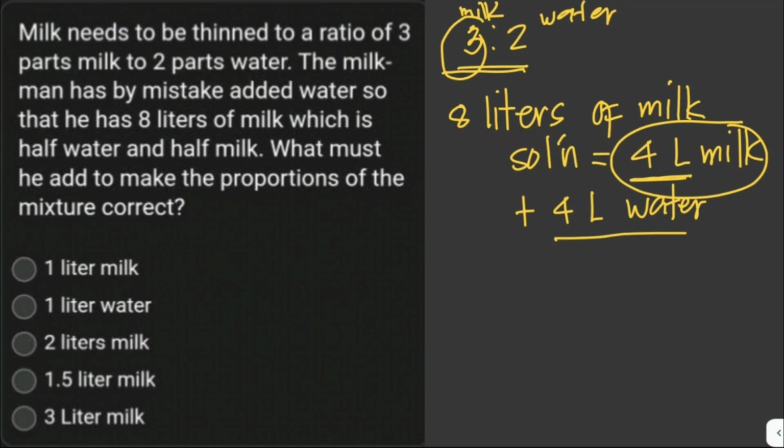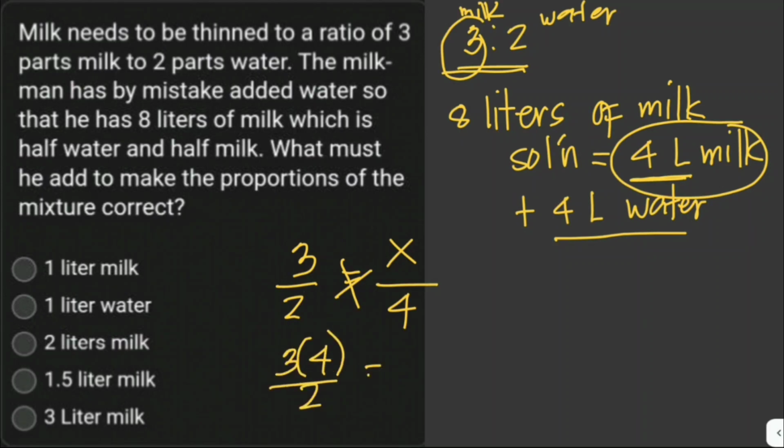So we can use ratio and proportion here. So that would be 3:2 equals, let's say x. We let x be the volume of milk that should be added, and then is to 4. And then we cross multiply to solve for x. This is 3 times 4 over 2 equals x. Therefore x is equal to 12 over 2, which is equal to 6.